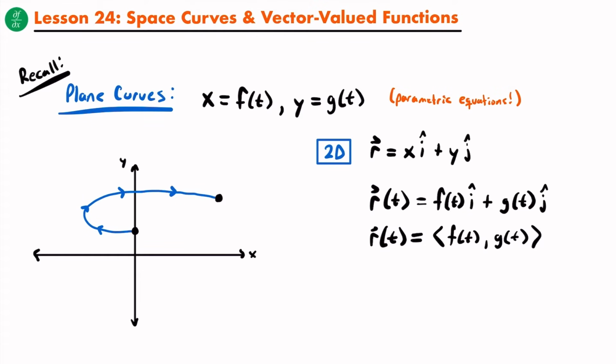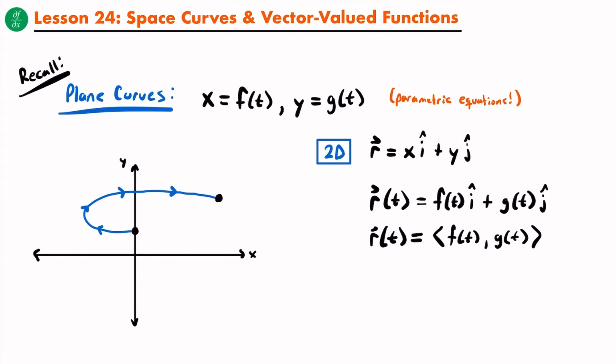Okay, so for a value of t, we could plug that into our vector function and get out a position vector, a vector whose terminal point is given to us by the x and y components. So we could do that over and over again for more and more values of t, and all of the terminal points from those position vectors would create a plane curve.